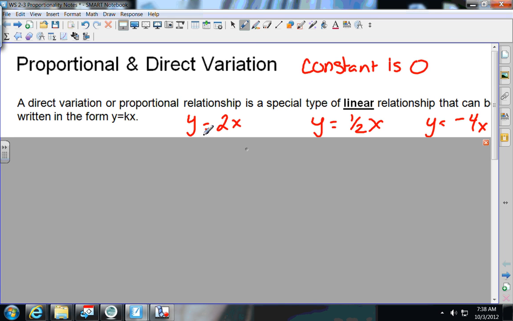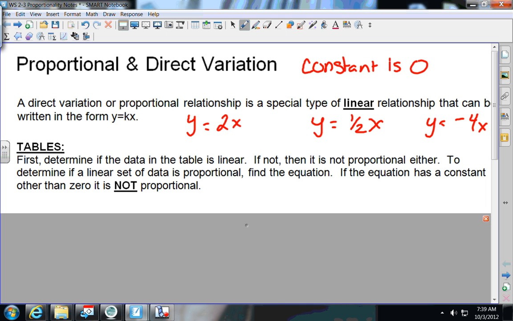We're going to go on with more of this in a minute, but that's a good point that if you see this, these examples always have a constant of 0. In a table, first you have to decide or figure out if it's linear. Underline linear. If not, then it's not proportional. Okay? If it's not linear, it's not proportional.